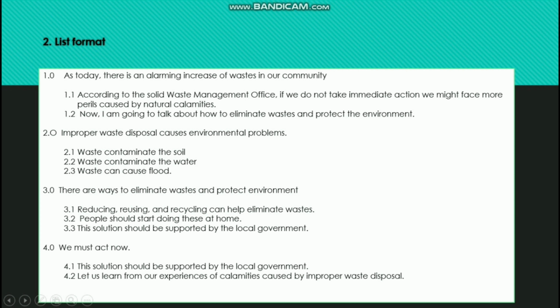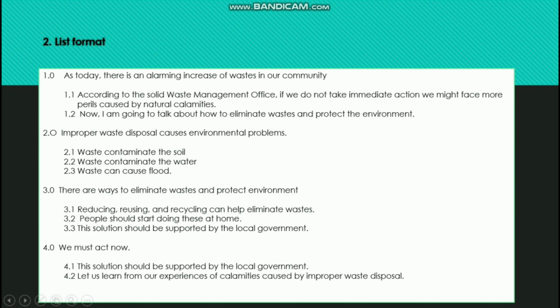Today there is an alarming increase of waste in our community. According to the Solid Waste Management Office, if we do not take immediate action, we might face more perils caused by natural calamities. Now I am going to talk about how to eliminate waste and protect the environment. Improper waste disposal causes environmental problems. Waste contaminates the soil. Waste contaminates the water. Waste can cause flood. There are ways to eliminate waste and protect the environment. Reducing, reusing, and recycling can help eliminate waste.